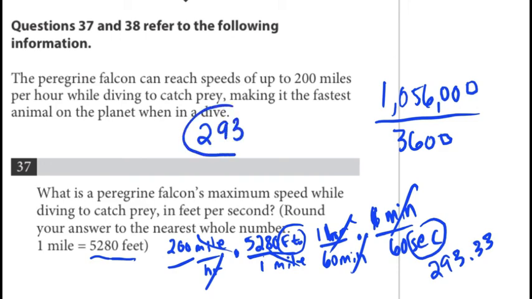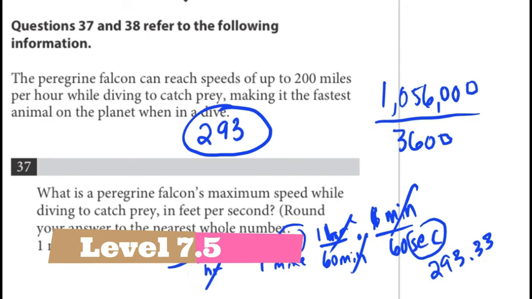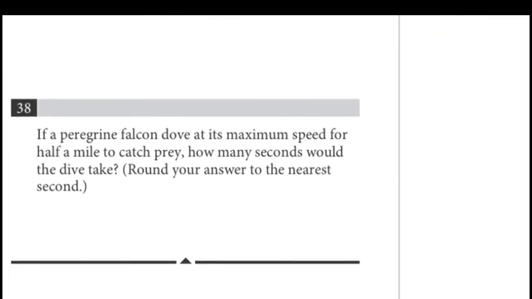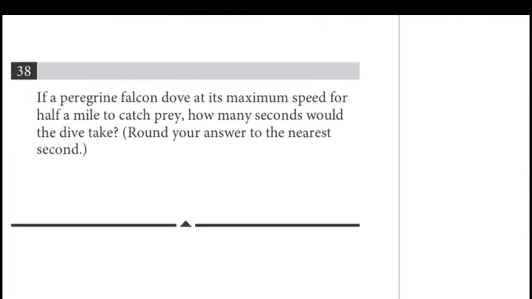That's just converting from miles per hour to feet per second. Level of difficulty from 1 to 10, 1 being the easiest, 10 being the most difficult. Let's call that a level 7.5. Let's go to number 38. If a peregrine falcon dove at its maximum speed for half a mile to catch prey, how many seconds would the dive take? How many seconds would the dive take for half a mile?